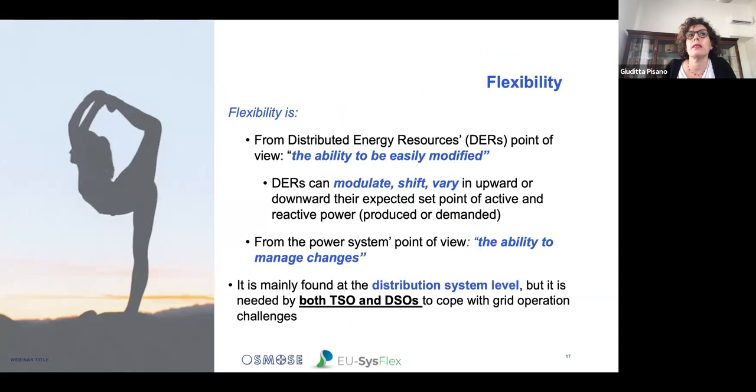Among the many definitions of flexibility, I like these ones. It's the same cited by Nathalie. From the DRs' point of view, flexibility is the ability to be easily modified, but from the power system point of view, it is the ability to manage such changes. The flexibility is mainly found at the distribution level, but the same products are needed for operating both the transmission and distribution system. Next slide, please.